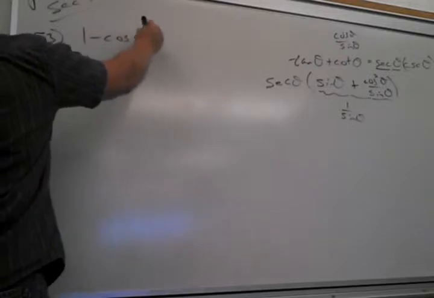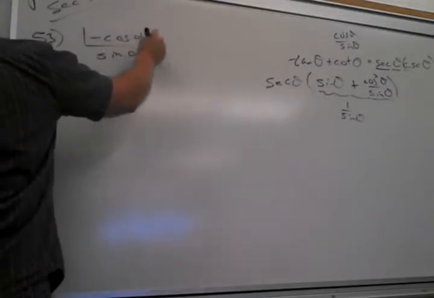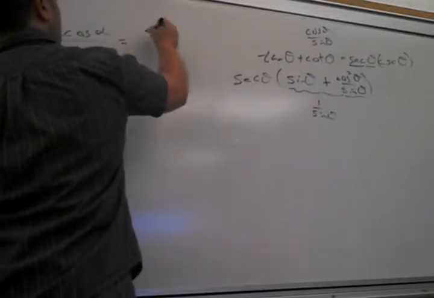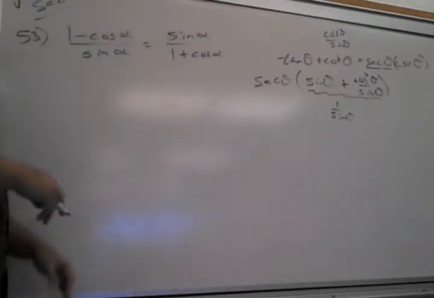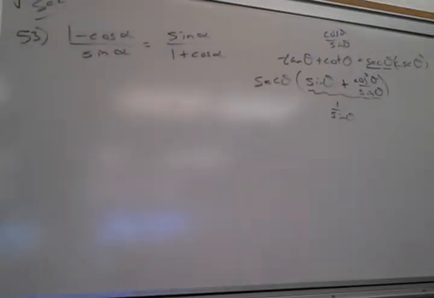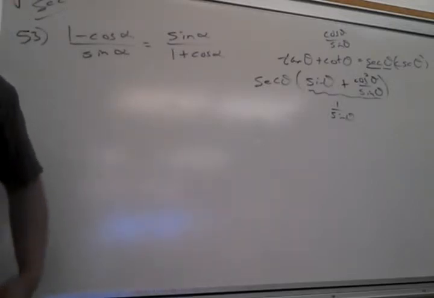1 minus cosine alpha over sine alpha equals sine alpha over 1 plus cosine alpha. Now this is actually sort of a merging of what I just said. The process you use, who has an idea what to do here? I mean, this is really, really looking weird. It's totally not obvious that this is true.